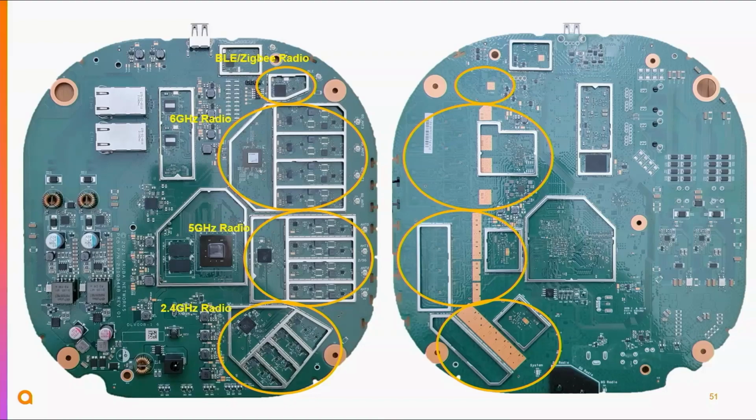But as you can see, 4x4 radios, they each have their separate section, shielded off from all the others just to minimize coupling and interference between them. A lot of stuff happening on the backside as well, but not a lot of components there.